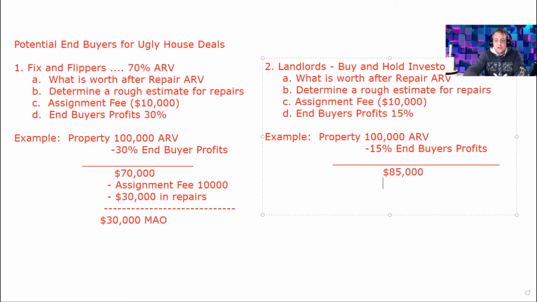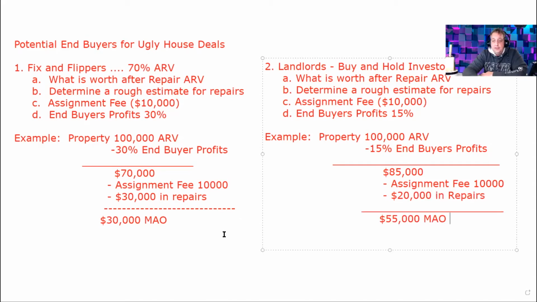Next, we're going to subtract our assignment fee. Then we're going to subtract repairs. But remember, we're not going to subtract repairs like for a fix and flipper, but rather a more moderate rehab job for a landlord. Now that we've done all the math, you can see our maximum allowable offer for a nice house in a nice neighborhood where a landlord wouldn't mind owning a home. You can actually offer quite a bit more to the homeowner to secure the deal rather than in a neighborhood that is just a fix and flipper neighborhood.